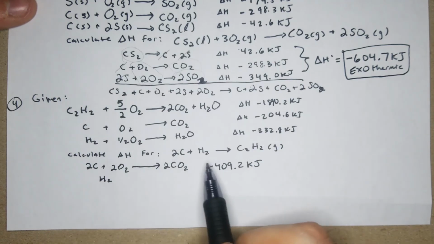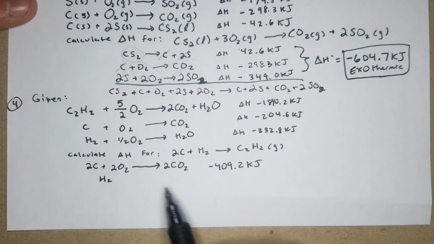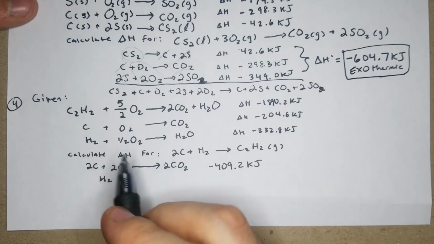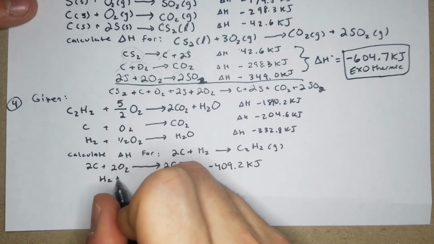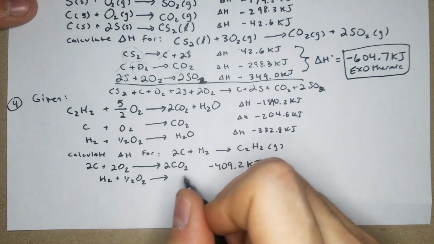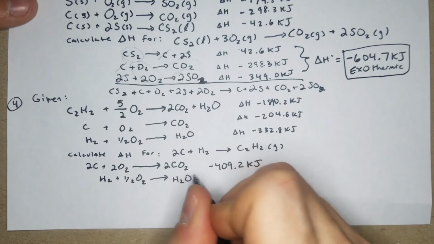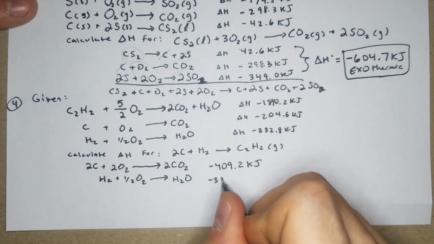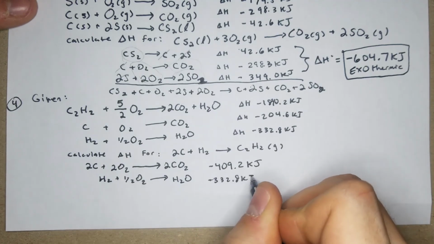The next thing that we're going to do is we have the 2C taken care of. We have other things we don't need though. Now we'll just go down to H2. We have H2 as the second thing. We'll just throw in exactly what's there: 1/2 O2 yields H2O. We don't have to do any calculations. We know that the delta H is just going to be 332.8 kilojoules.